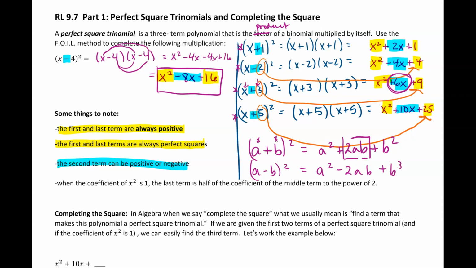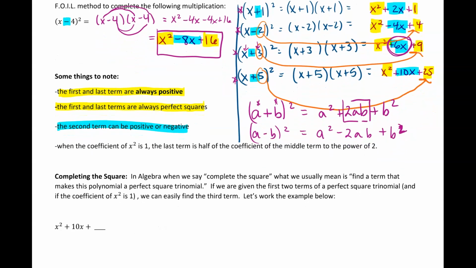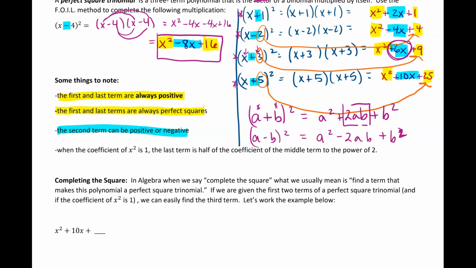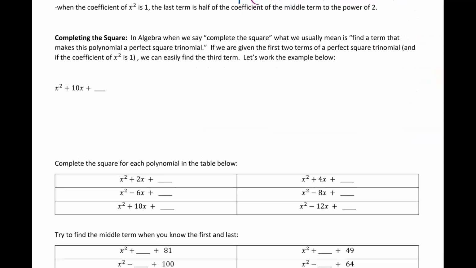The third term, again, is always positive. I messed up my exponent. Okay, well, my eraser's not working. That should be a 2. All right, so that's a review of just what is a perfect square trinomial.